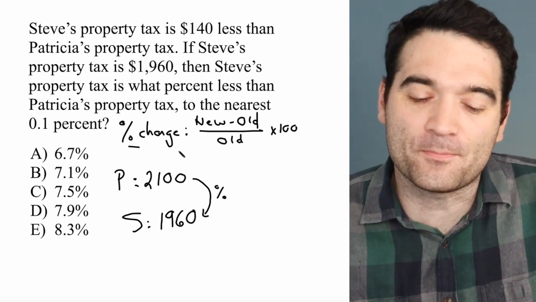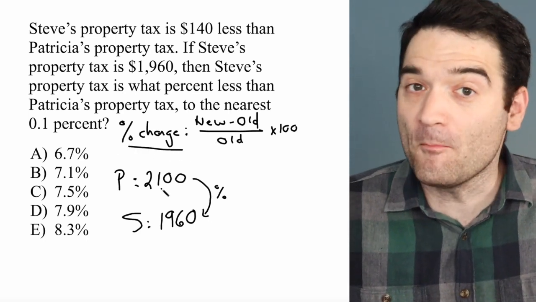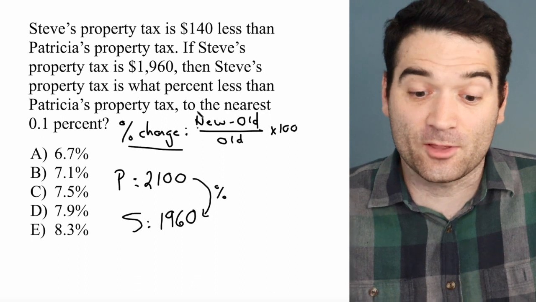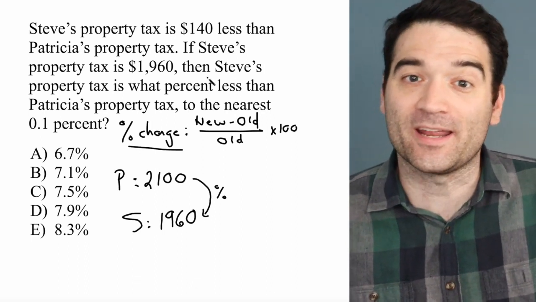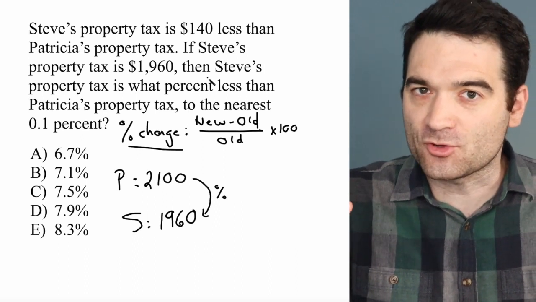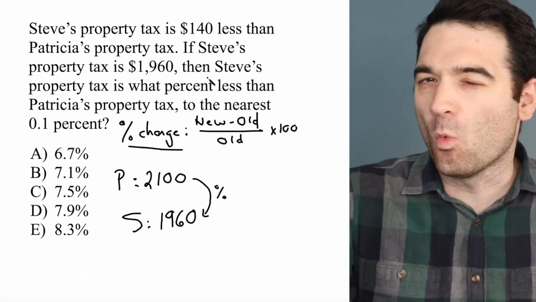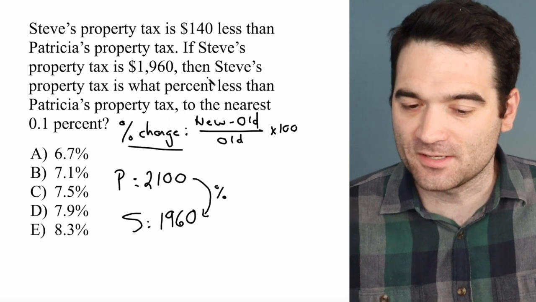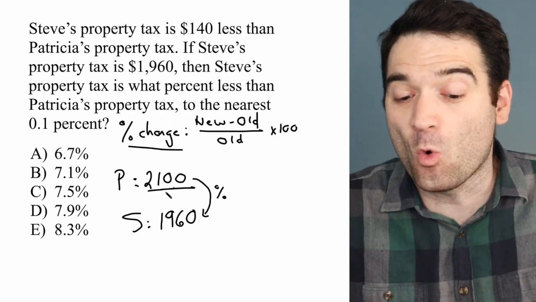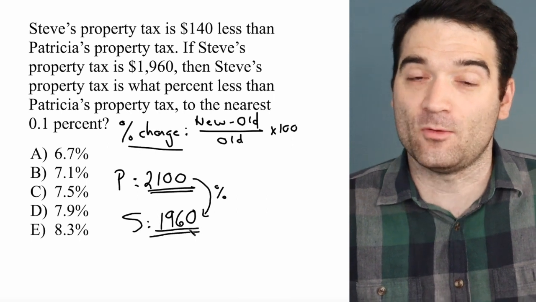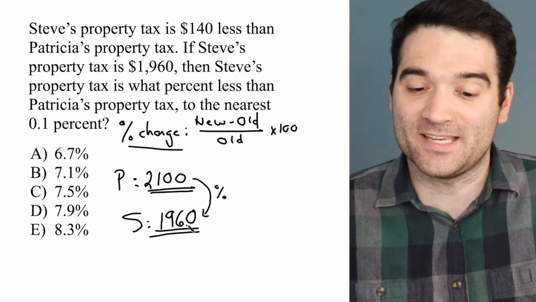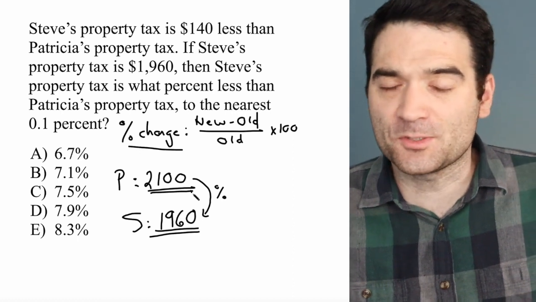So in a percent change question, we're going from one number to another, right? The question's asking what percent less is Steve's salary than Patricia's? So we start at Patricia's, we go down to Steve. What percent have we decreased? And that means that Patricia is the old value, right? She's where we start, and Steve is the new value, where we end up, right? The percent discount. So let's plug in these numbers here.